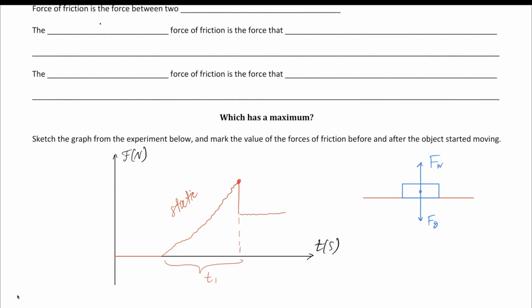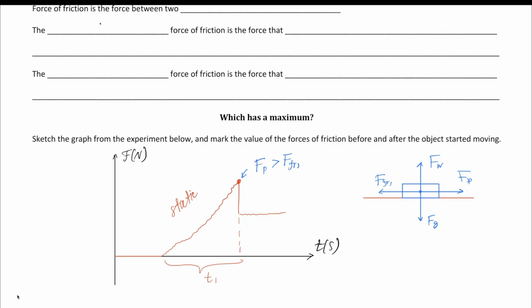And then I was pulling, and while I was pulling, there was a matching force of static friction. Because they were matching, they were balancing each other out: force of pull and force of static friction were equal to each other. And then right here, the force of pull became slightly greater than the force of static friction, that broke rest, and the object started sliding.